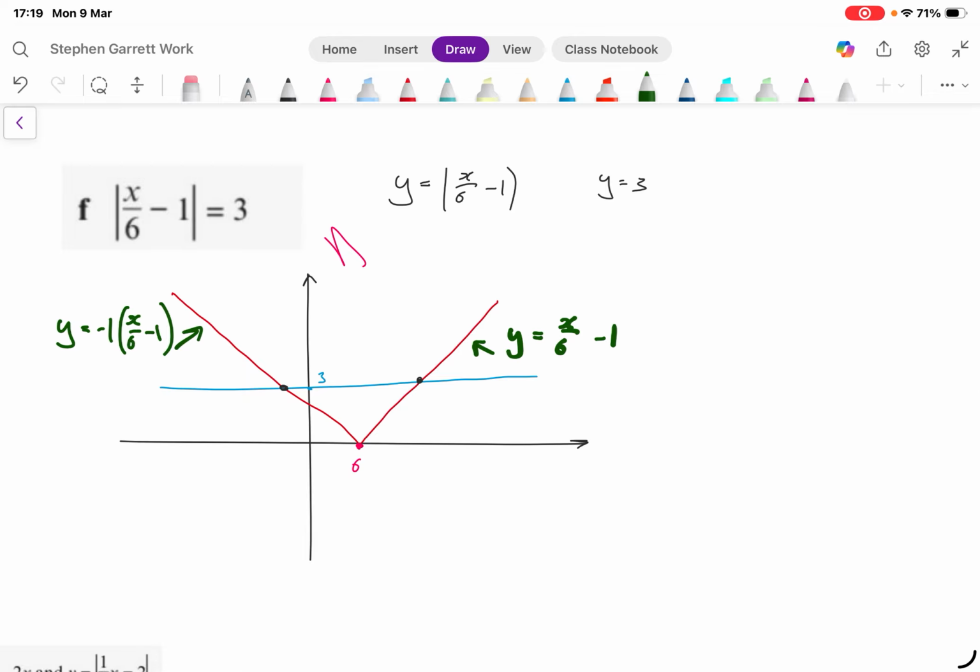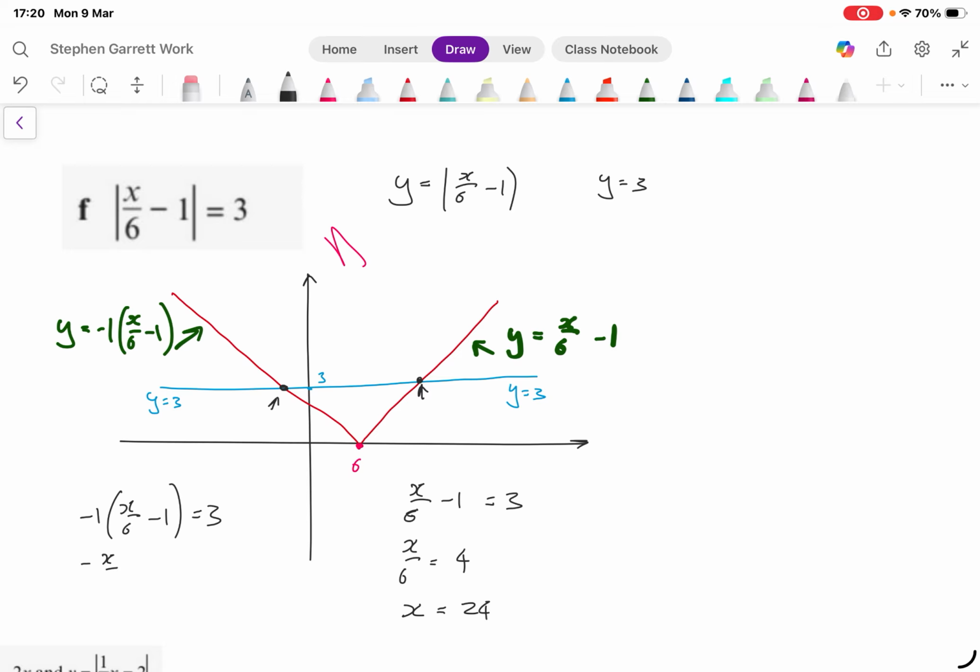So I can express this as two different distinct functions. This line is y equals 3, and it just remains y equals 3. So it's y equals 3 over here as well. So I can look at these 2 points of intersection now. In this first instance, I have minus 1 times x over 6 minus 1 equals 3. And in the second instance, I have x over 6 minus 1 equals 3. So let's solve both of these, and then we can check. So x over 6 equals 4, x equals 24.